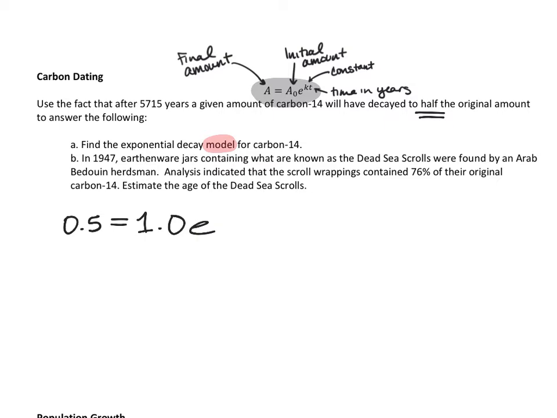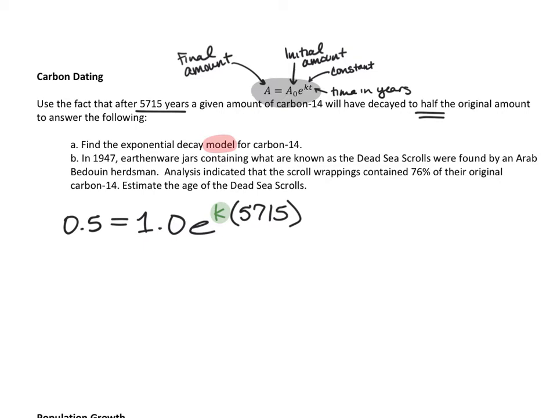e to the kt. I don't know the constant for carbon-14. That's what I'm trying to find. But I know the amount of years that we're doing this study is how many years? 5,715 years. Now, t is measured in years. It's not months or minutes. Some other things are measured in months or minutes, but this one is in years. How many variables do I have left here? I only have one variable. e is not a variable. e is a constant, it's a base. I only need to solve for k.